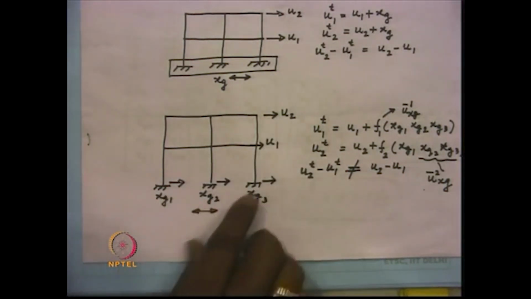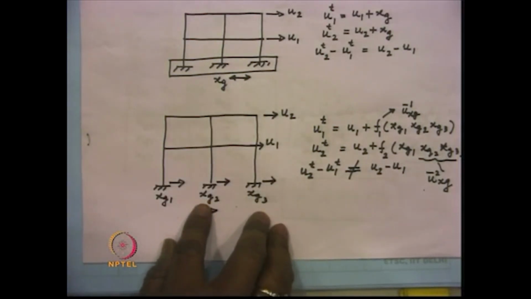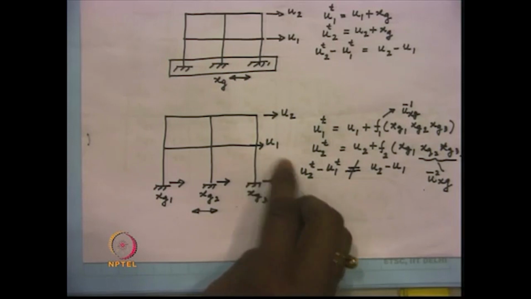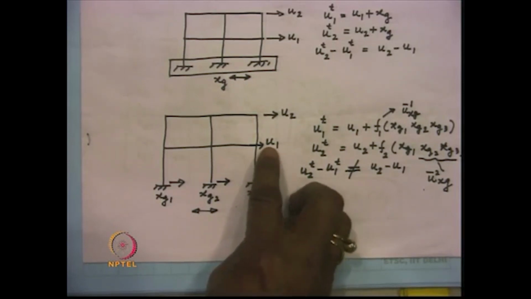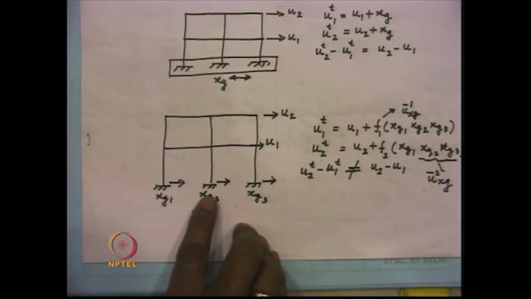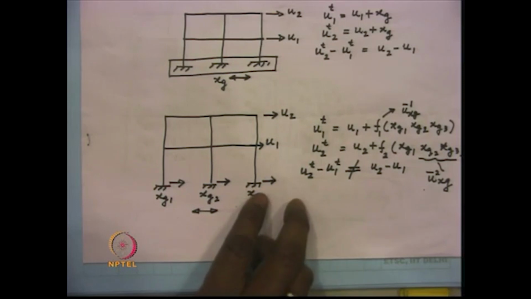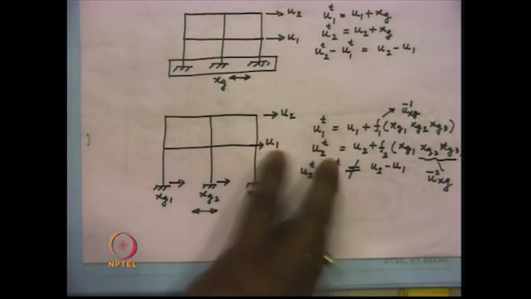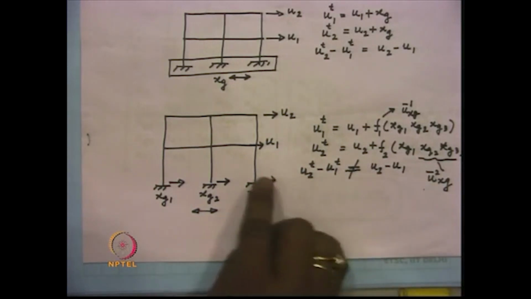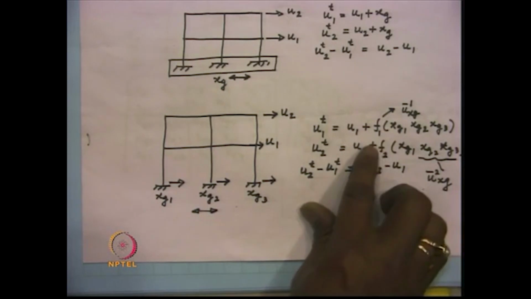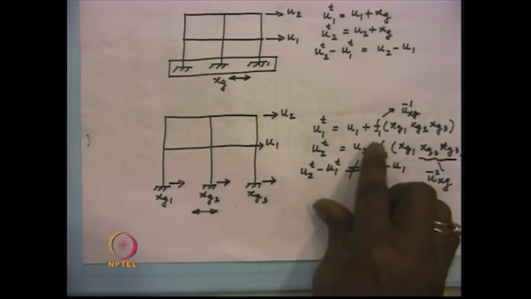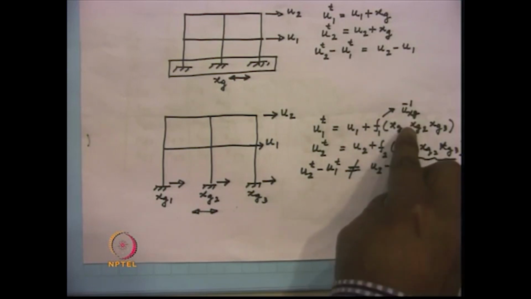Now, this can be obtained by purely a static analysis, which can be performed at any instant of time t, in order to find out the displacement that takes place at this point and at this point because of the differential displacement of the supports. Obviously, those two displacements will be a function of xg1, xg2 and xg3. And let us say for the first floor, that displacement which is caused due to the differential displacement of these 3 points is written as u bar 1 xg.